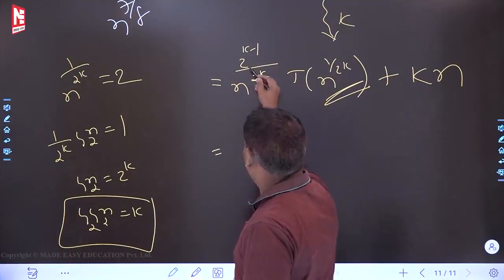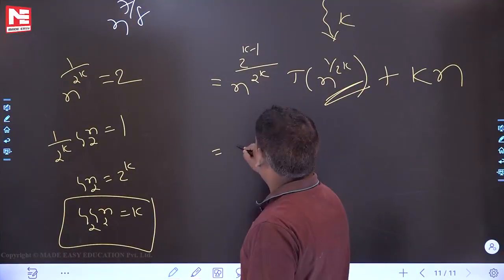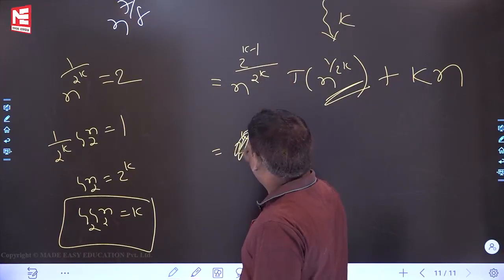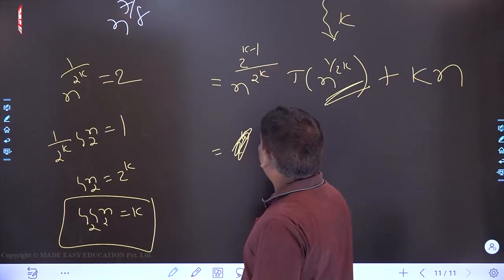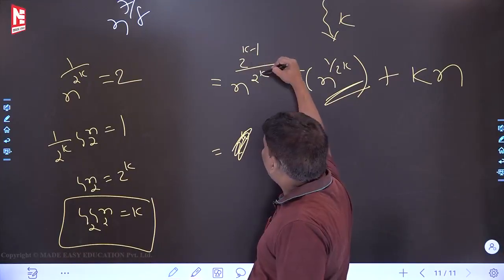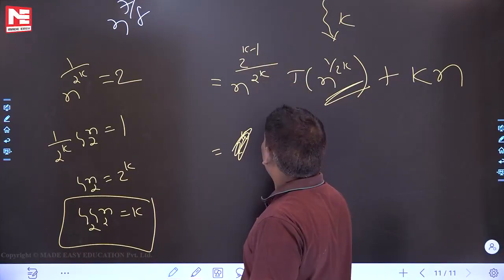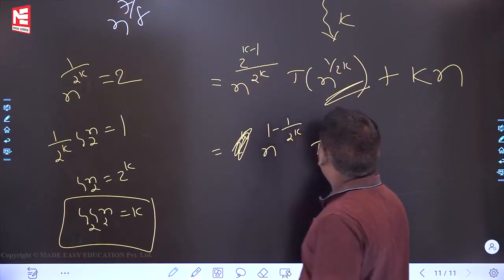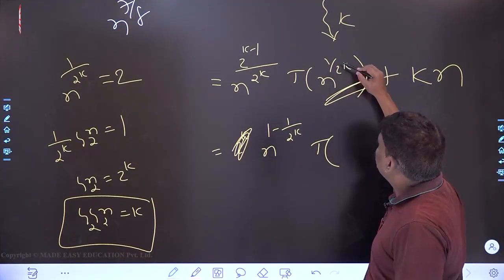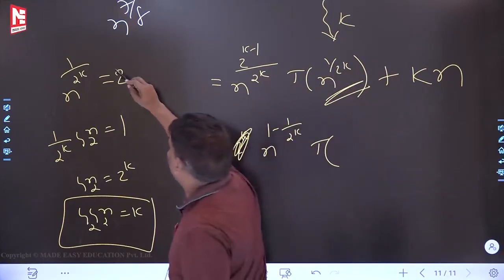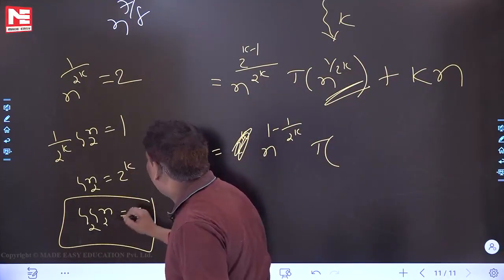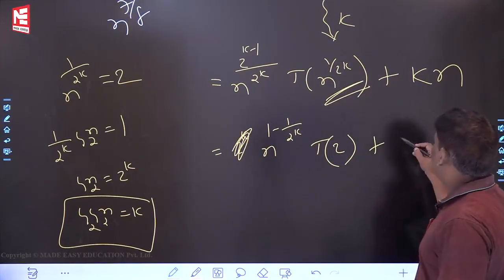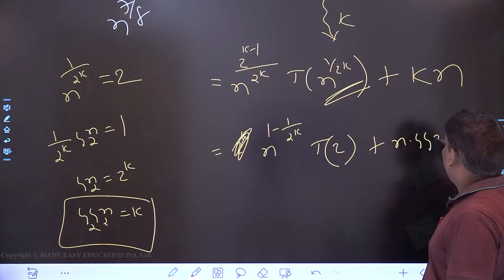This will become, let me simplify now. Let me simplify. N power 2 power k minus 1 by 2 power k. It will become n power 1 minus 1 by 2 power k. It will become T of, what is the answer? This value, see this one, this is equal to 2. After replacing k by log n, the same 2 will come. You verify yourself. Plus k becomes log n, n into log n.